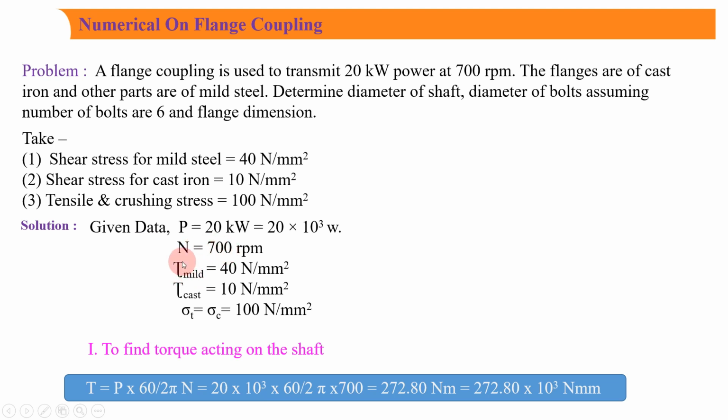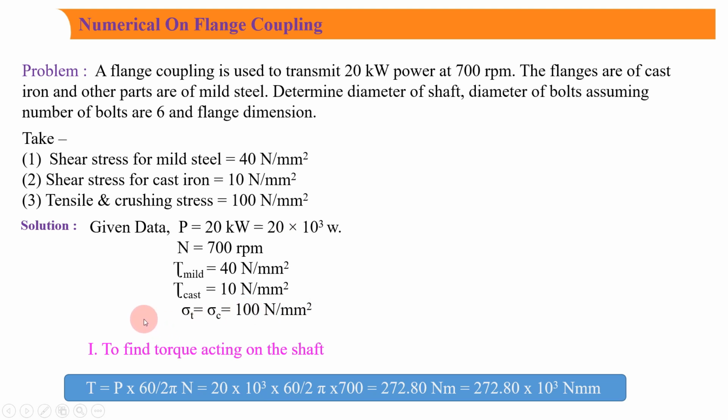Then tau mild, please see, this is the tau symbol and I have written mild. Why mild? Because two different materials are given: the flanges are made up of cast iron and other parts are made up of mild steel. So for mild steel, the shear stress is given as 40 Newton per mm square, so I have mentioned it here, and shear stress for cast iron is given as 10 Newton per mm square. Then sigma T is equal to sigma C, tensile and crushing stress, both given as 100 Newton per mm square. So I have written all the given data first.